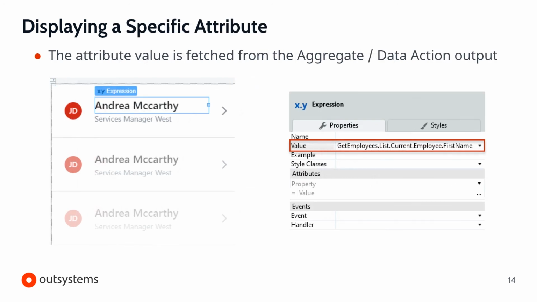To display a specific attribute of a record, such as the name of an employee, we can use, for instance, expressions. In that case, the value property needs to have the specific attribute that we want to display. In this example, we chose the name of an employee from the list fetched from the database. With a combination of the same or different widgets, we can then display multiple types of information in multiple ways.